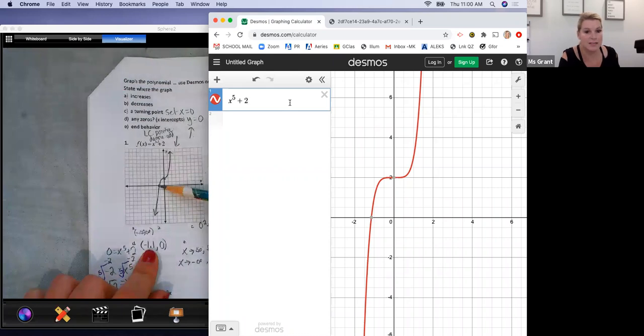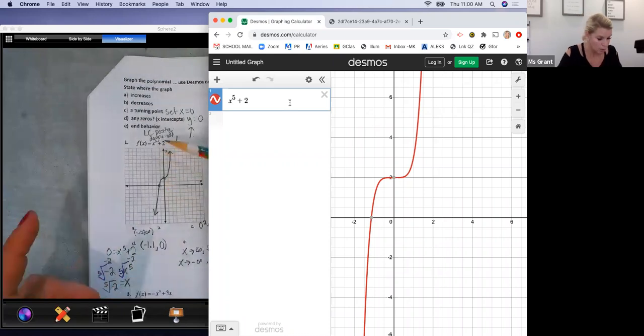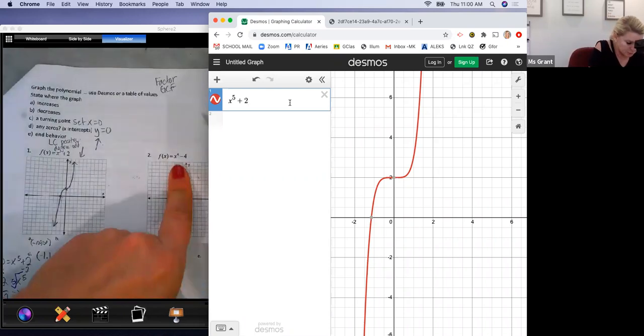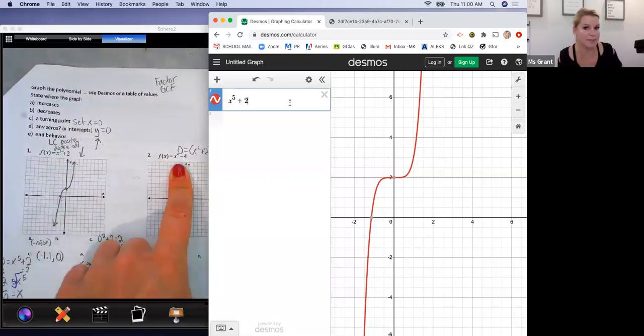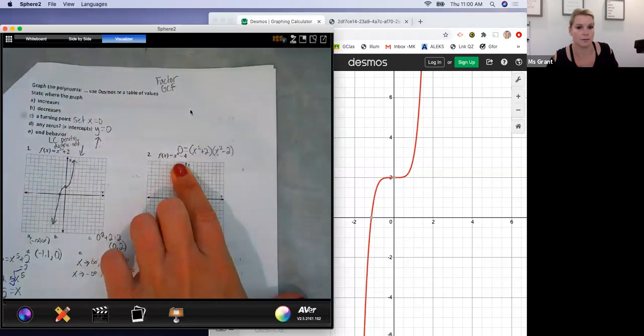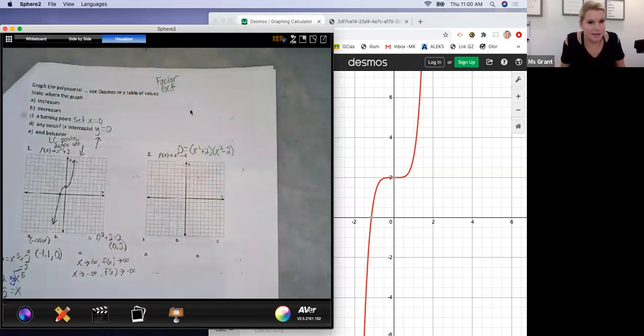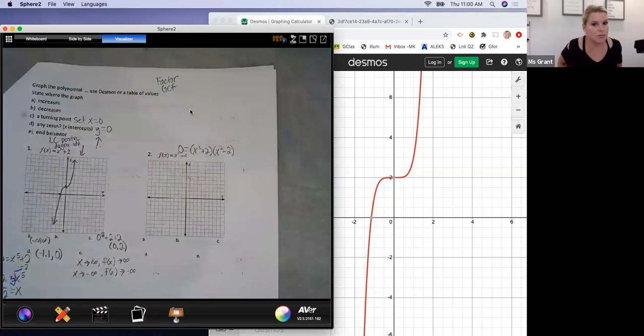This is not factorable, x to the 5th plus 2. Number 2 is going to be factorable. That's a difference of two squares, x squared plus 2, x squared minus 2. So you can set that equal to 0 to find your x-intercepts, right? Yeah. You can plug in 0 for x to find your turning point. So number 2 is nicer because it's actually factorable.